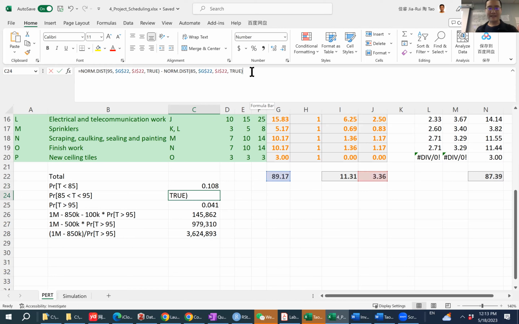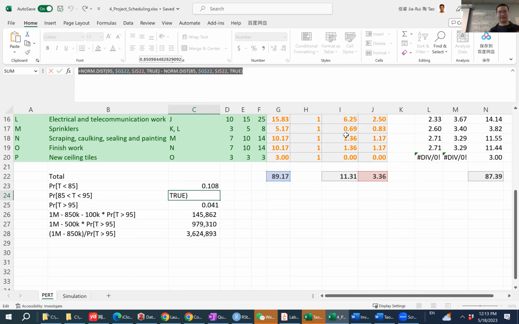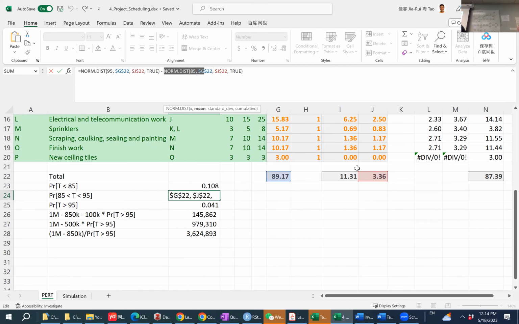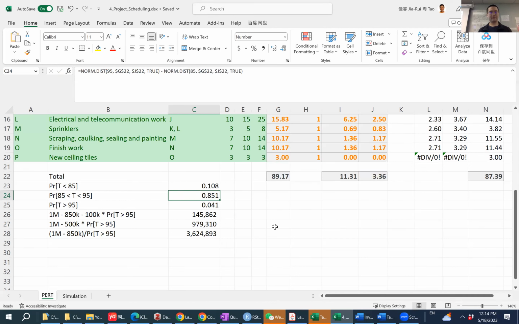Using the same idea, I calculated this quantity. That's the probability between 85 and 95 days. As I just illustrated earlier, this quantity is calculated by taking a difference between 2 probabilities. The first probability we need to calculate is that the project is done within 95 days. Then we subtract another probability that the project is done within 85 days. So the difference between them is 85.1%.